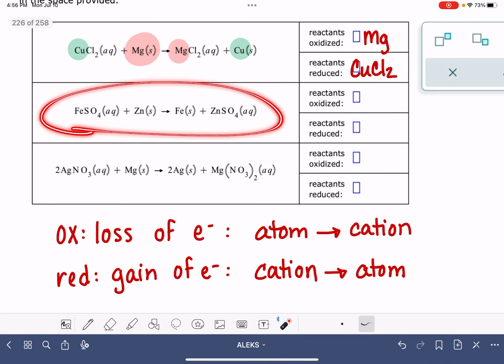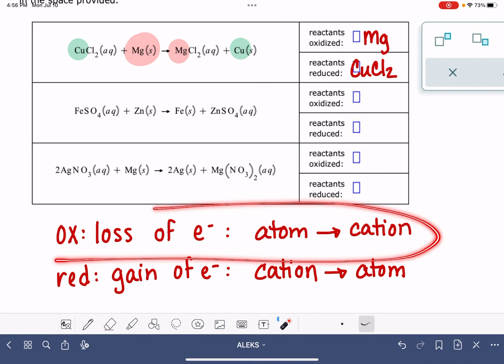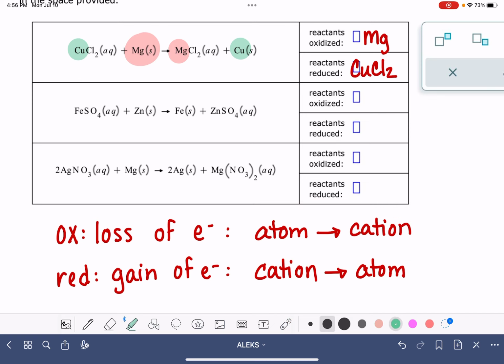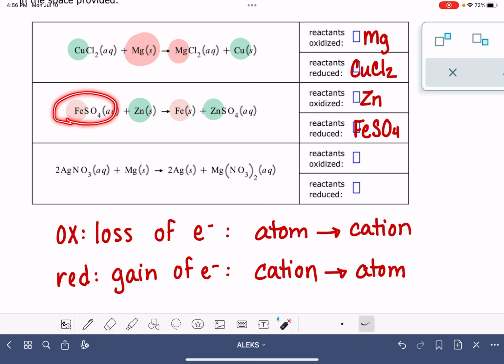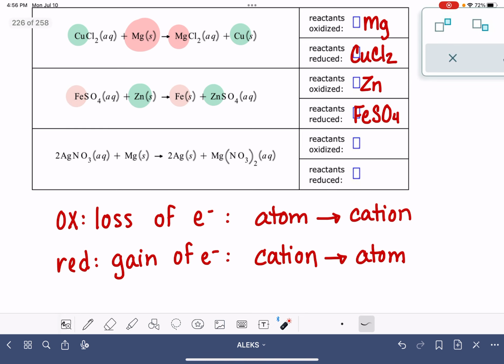Let's practice with the second equation. First of all, let's look for our oxidation. The oxidation is the atom being converted into a cation, and so that is our zinc. And the reduction is a cation being converted into an atom. And notice that when I'm writing the reactant that's being reduced, I'm writing the whole entire ionic compound, the whole formula. I'm not just writing the iron, I'm writing the whole entire reactant.